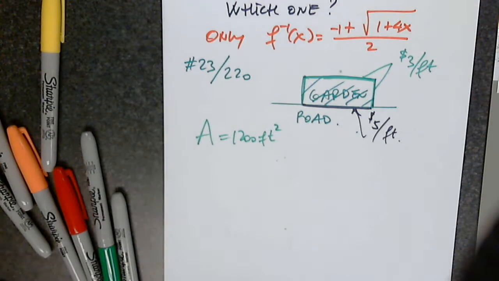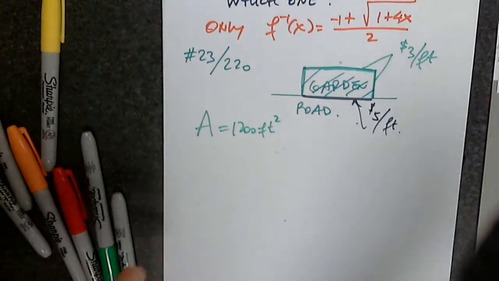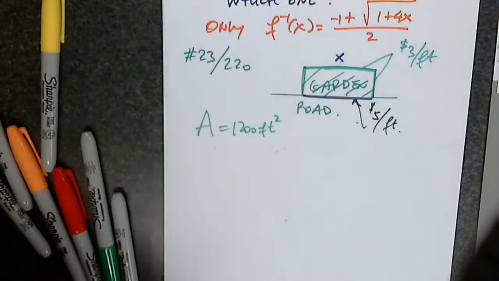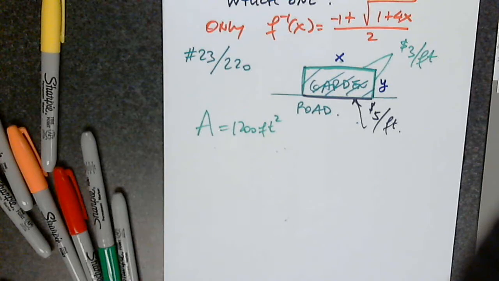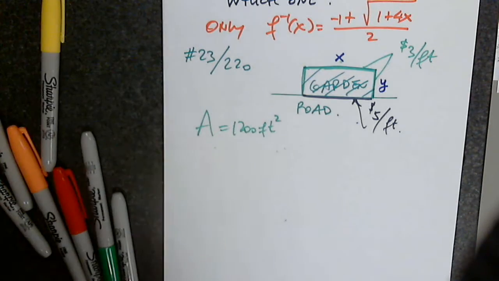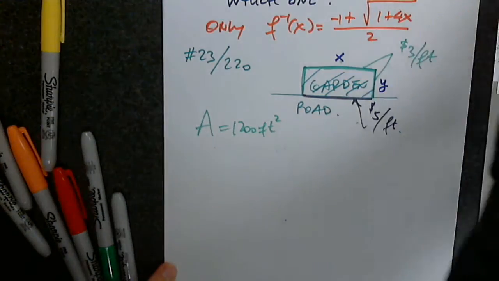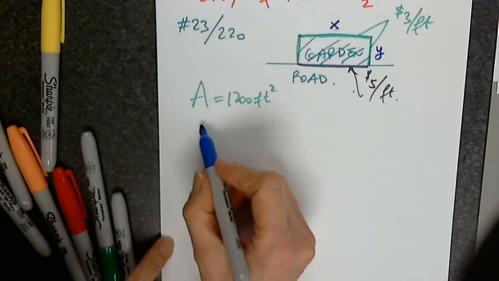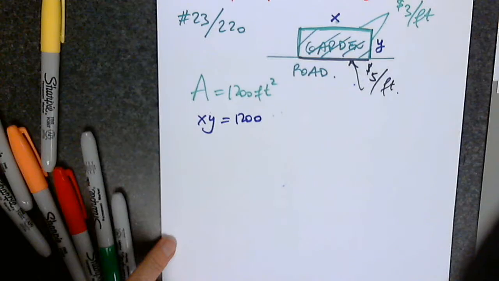Okay. So first question. Find a function that models the cost of fencing the garden. We are also told to use the length as x. Well, I also have to use another variable for the width. I am given the area. That's my starting point. What do I write? Equals 1200. Awesome. Perfect.